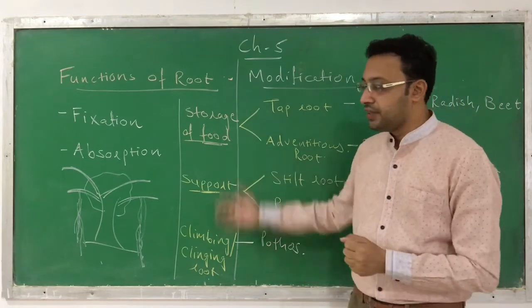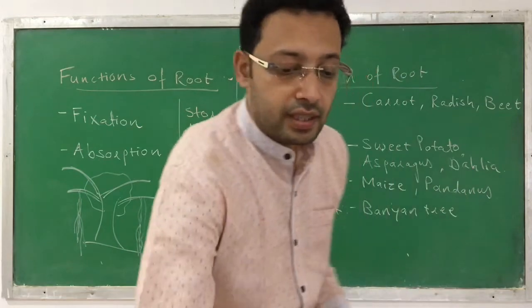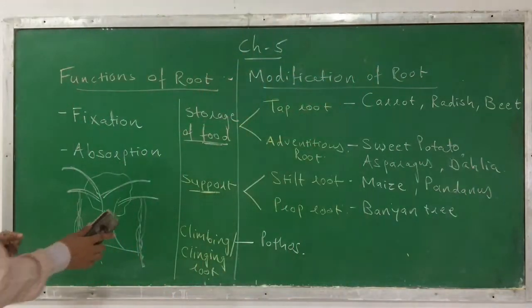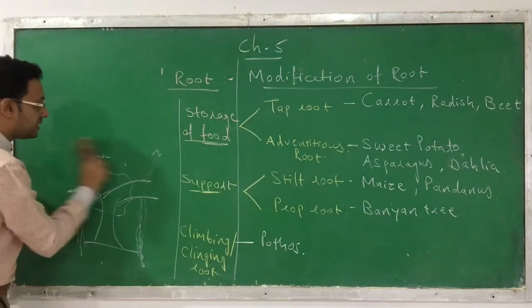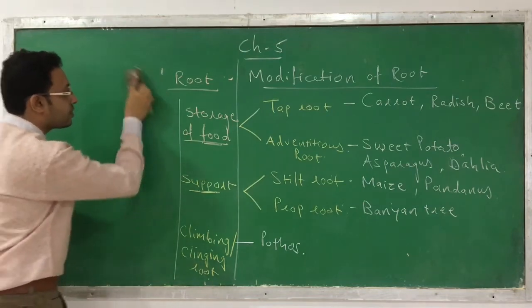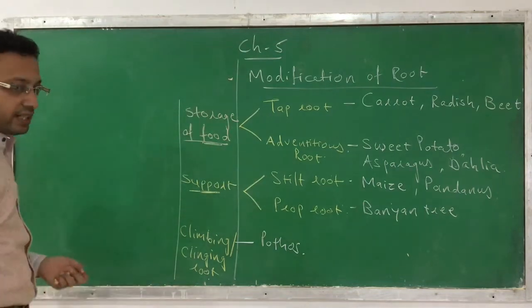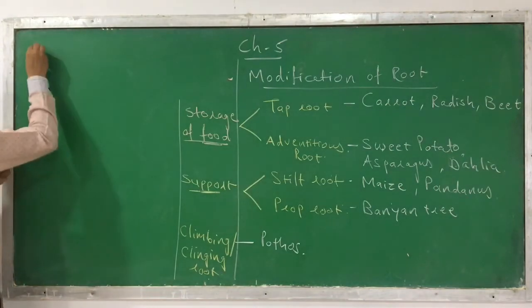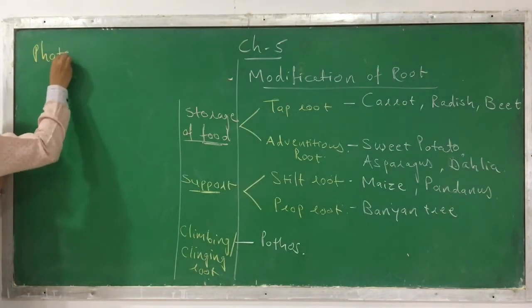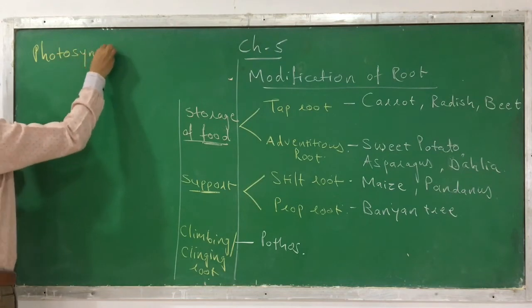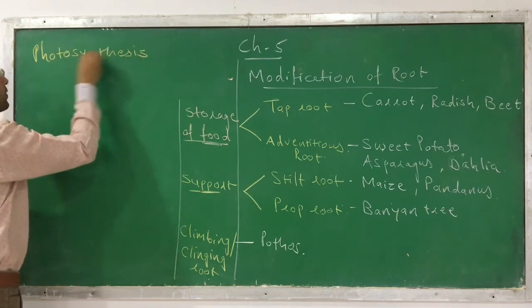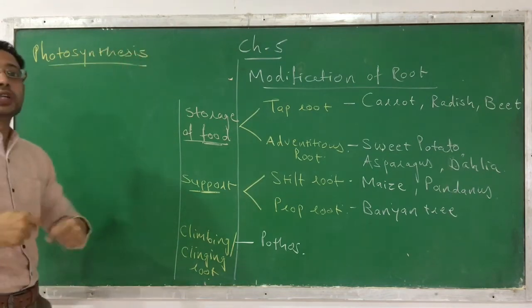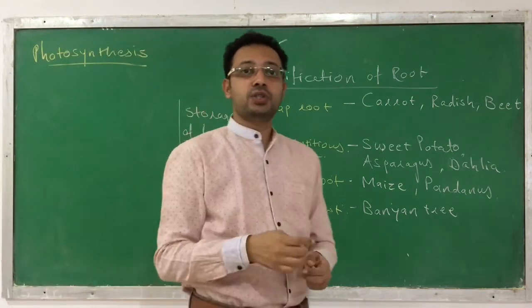Okay. So these are the three functions. Even there are certain other functions for which the modification occurs. So let's discuss the other functions for which the modification occurs. Now we are discussing another function. The first one is photosynthesis. Normally you know that photosynthesis is the function of a leaf. The root cannot usually perform photosynthesis.